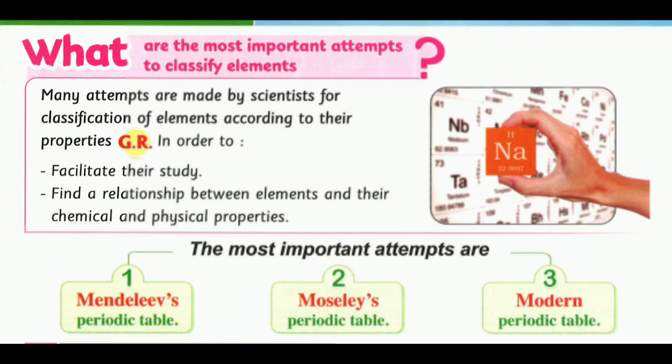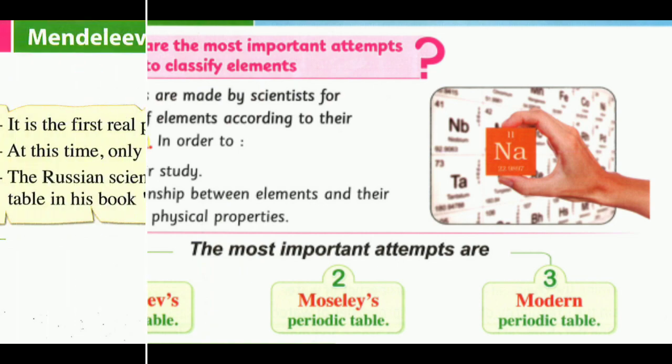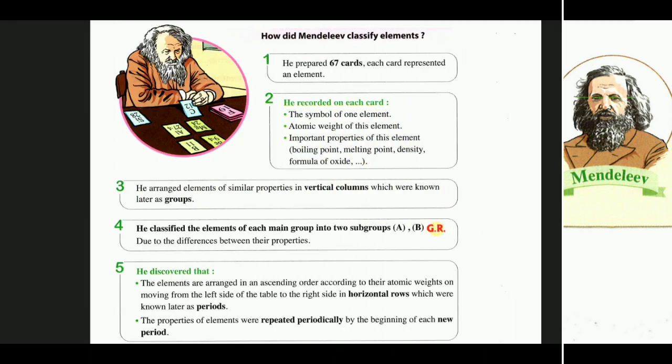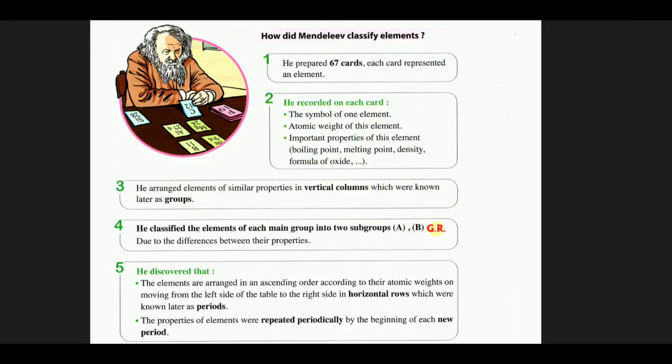First, Mendeleev's periodic table. It is the first real periodic table for classifying elements at the time. Only 67 elements were known. The Russian scientist Mendeleev explained his periodic table in his book Principles of Chemistry in 1871. How did Mendeleev classify elements? First, he prepared 67 cards. Each card represents an element.